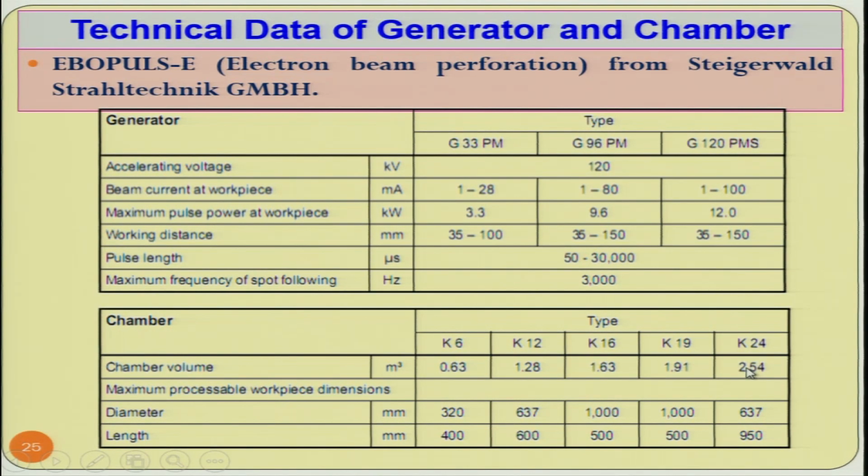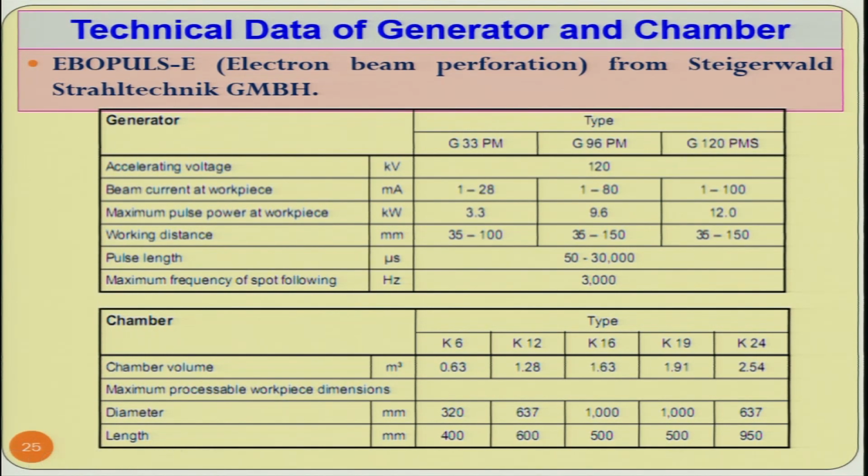So, you can clearly see that a smaller volume machining chamber you can use for smaller workpieces, and a larger volume machining chamber, just like K24, is good for bigger workpieces. Then diameter, you can see 320 millimeter to 637 millimeter, and some of them like K16 and K19 have 1000 millimeter as the diameter, and then length is 400 to 950, it is varying and it is different for different types of the machining chamber.